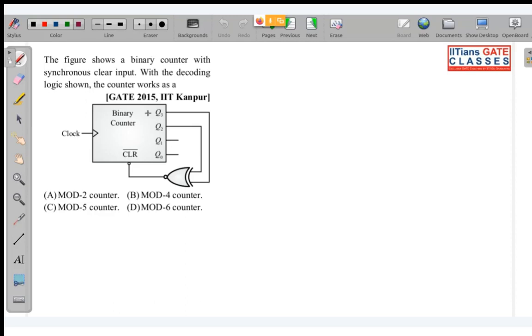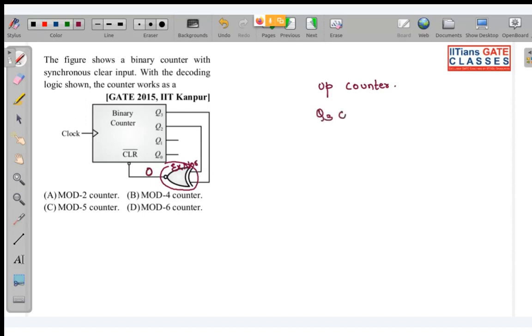Okay, let us check. So what is given? The figure shows a binary counter with synchronous clear input with decoding logic shown. The counter works as what? What is this counter? You can see over here that this is clear bar, so clear bar means this is your up counter. And this is your XNOR gate. The XNOR gate output is 0 when both the inputs are different.